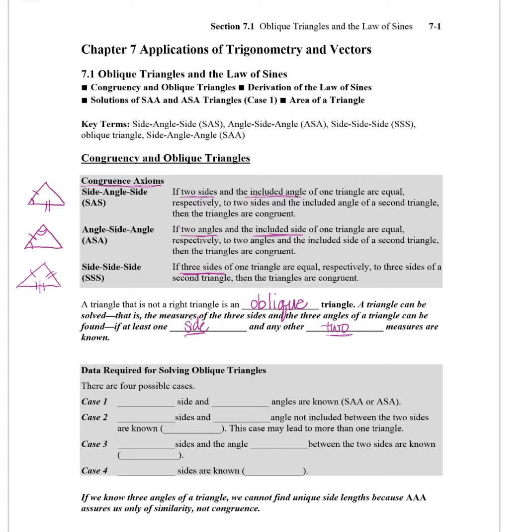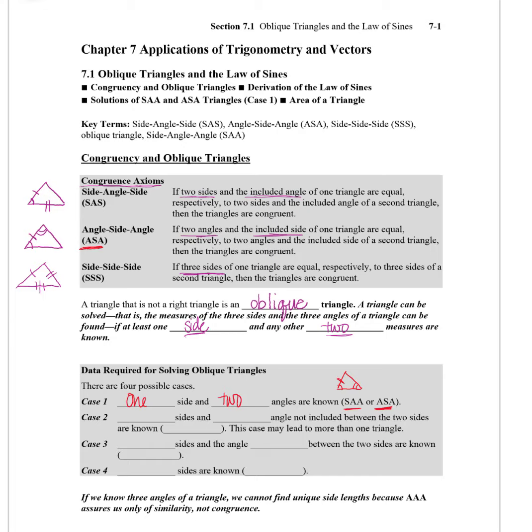Data required for solving oblique triangles. We have 4 cases. Case 1 is if we're given one side and 2 angles. Either that's the SAA case or the ASA. And if you look back over here, we have the ASA case, and that's drawn there. Let me draw a picture of the SAA. That's where you're given 2 angles, and then the side that's given is not between them. The ASA is where the side given is between those 2 angles.